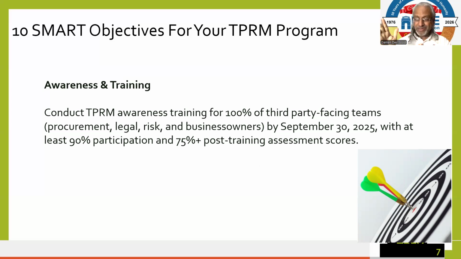It will cover all 100% of critical third parties. At least 90% must attend. And for the feedback, the scoring, if there is an assessment after the training, 75% post-training assessment scores. Otherwise, this is not achieved. That's what this means.